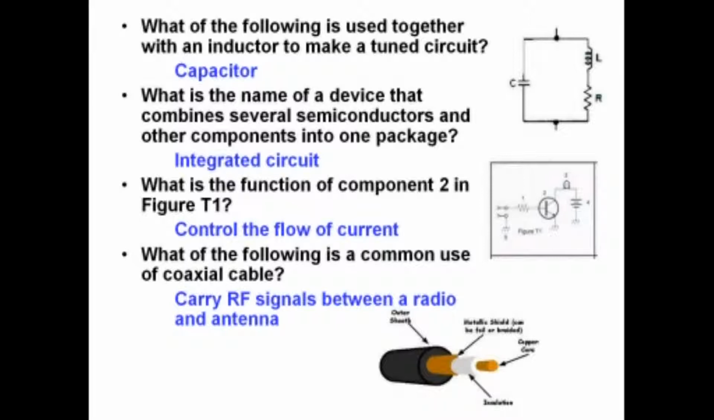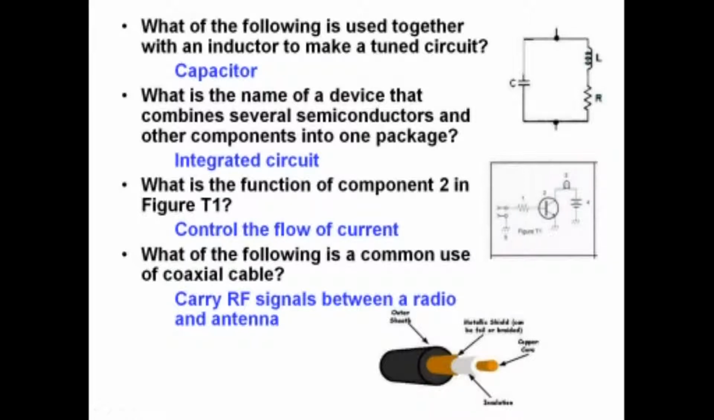What's the name of a device that combines several semiconductors and other components into one package? It's called an integrated circuit, and they have them now that have thousands of semiconductor devices in a single small package. It's what's made our modern computer things, even the digital watch on your wrist has integrated circuits that have thousands of components in one small package. Integrated circuit.